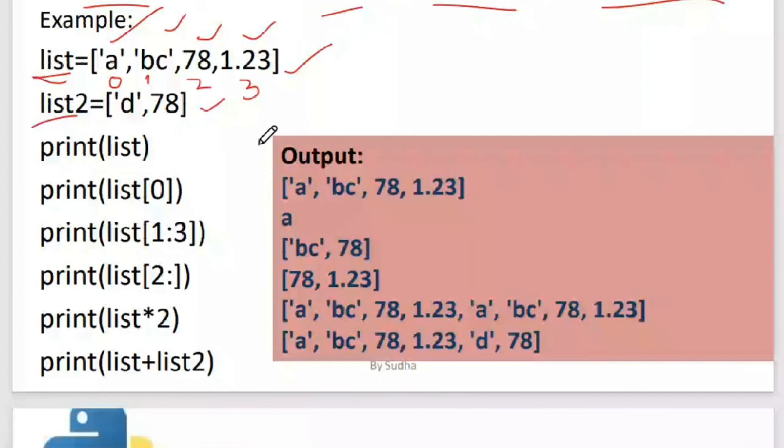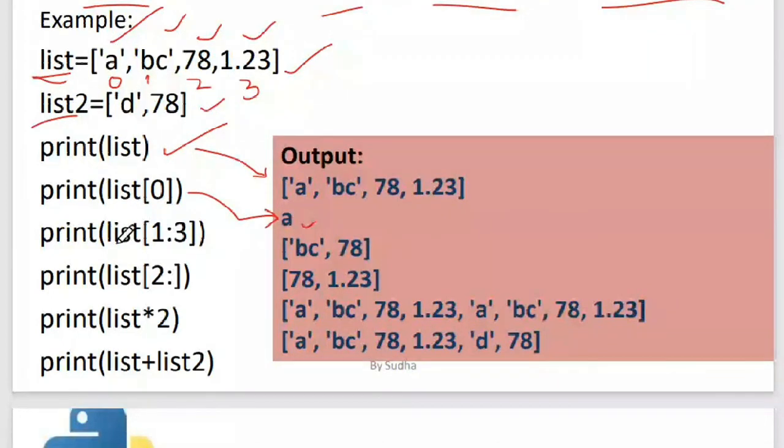Okay, so as I print, the list is printed as it is, with the elements on the console for us. So this is the output of this particular print. And in the next case, I'm saying list, and then I said 0. So this is the first element at the 0th index. So A is printed on the screen.